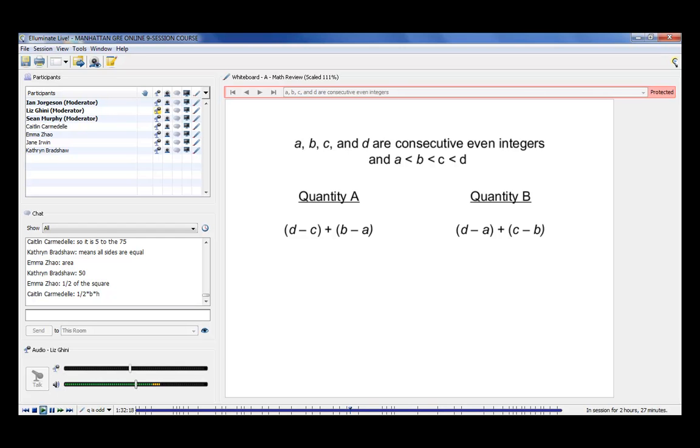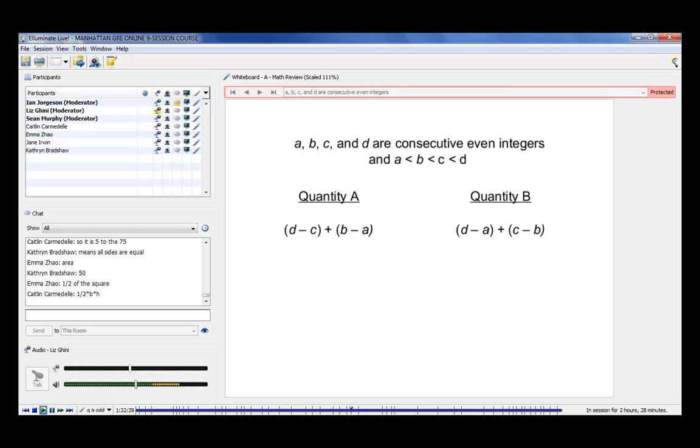Wow. All right. Thinking about this problem, I have a split among our answers. Okay, so A, B, C, and D are consecutive even integers. A is less than B is less than C is less than D. How could we solve this?